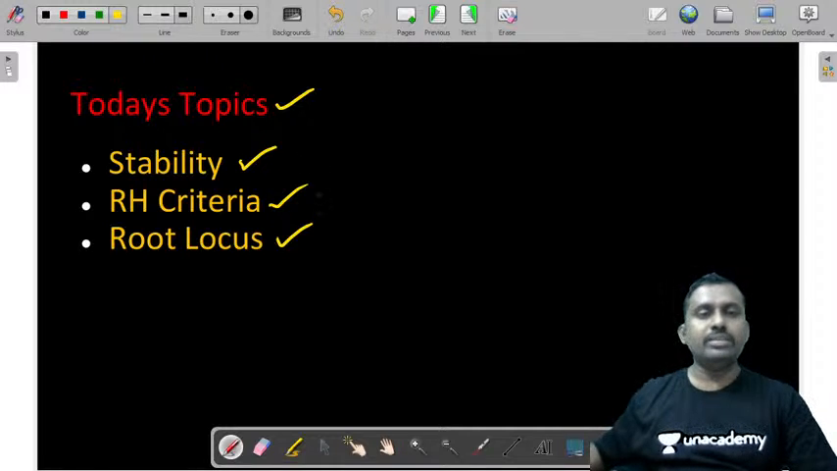These are two important topics of control systems: RH criteria and root locus, wherein you'll find the stability of a given system.